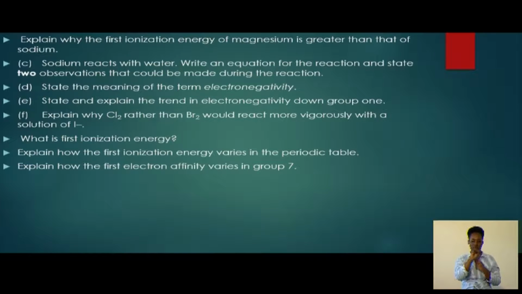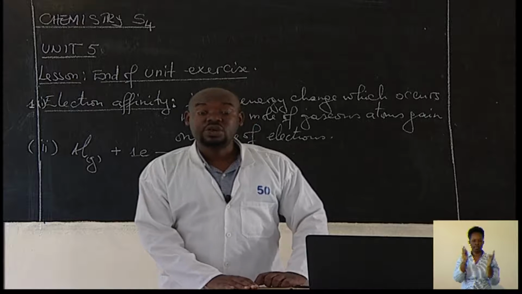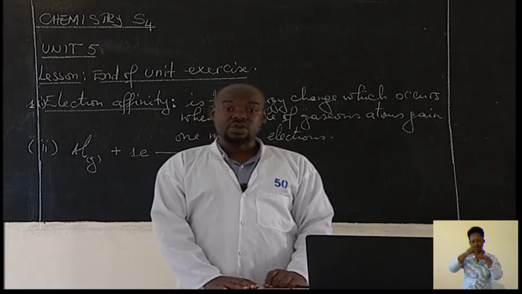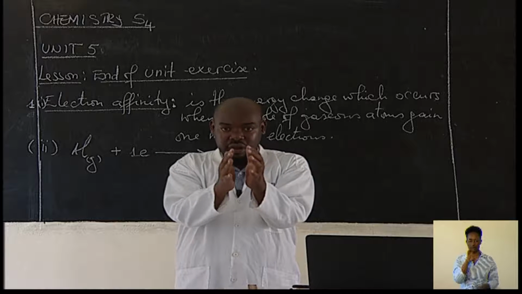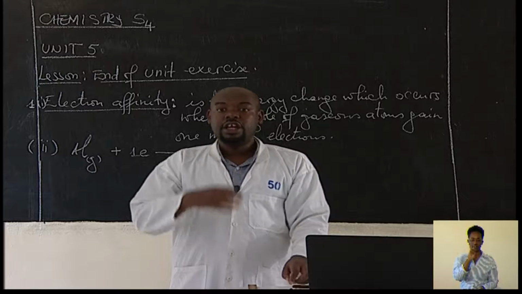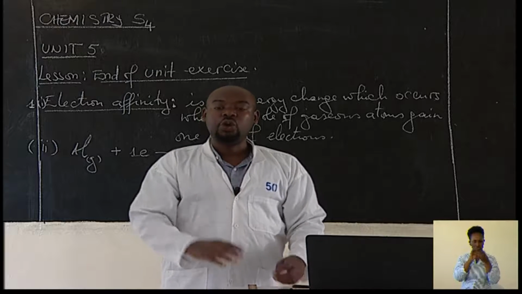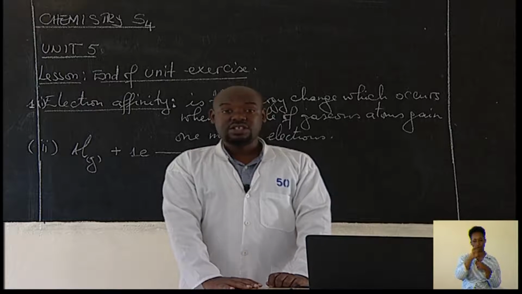How does ionization energy vary as you move across any period? We know that it increases. But why does it increase? It's because the atomic radius decreases as the nuclear attraction becomes stronger, and then it requires a lot of energy to remove the electron. So that is the reason.